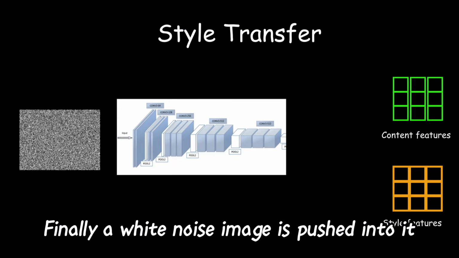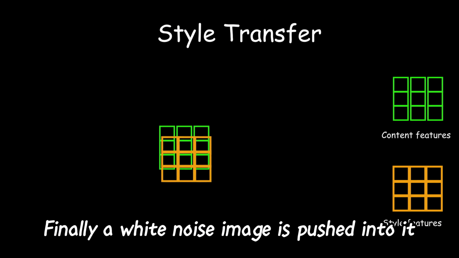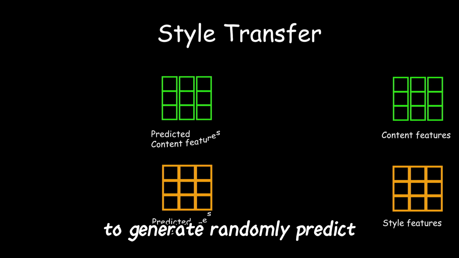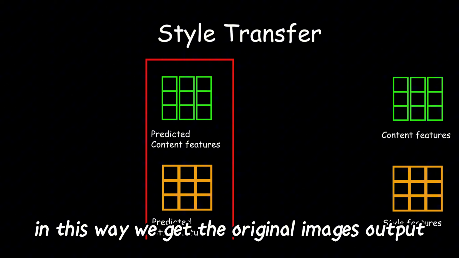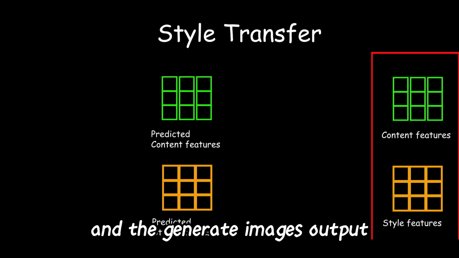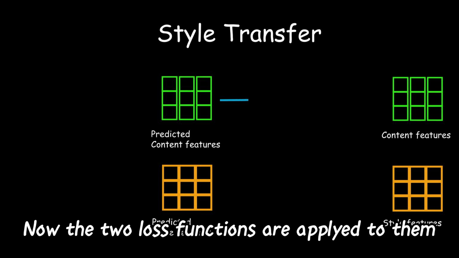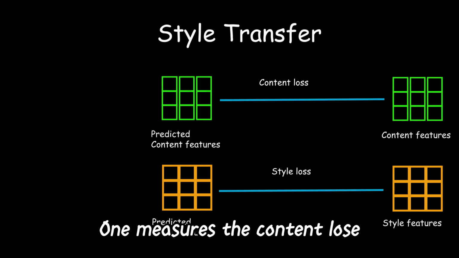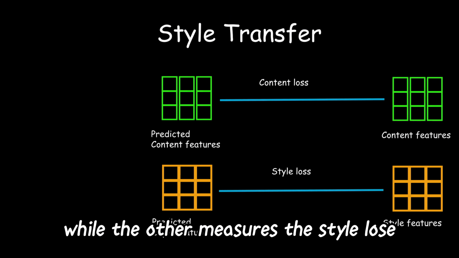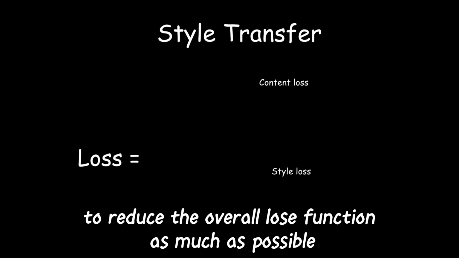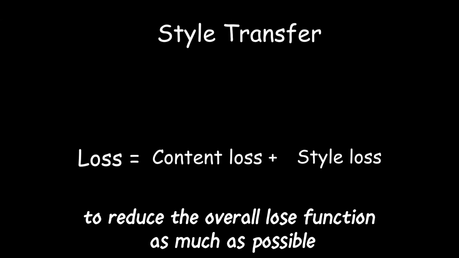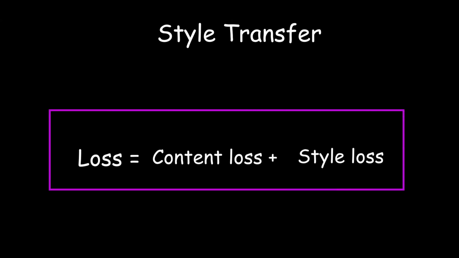Finally, a white noise image is pushed into it to generate randomly predicted content features and style features. In this way, we get the original images output and the generated images output. Now two loss functions are applied to them. One measures the content loss while the other measures the style loss. After we get all of this, we can apply backpropagation to reduce the overall loss function as much as possible.